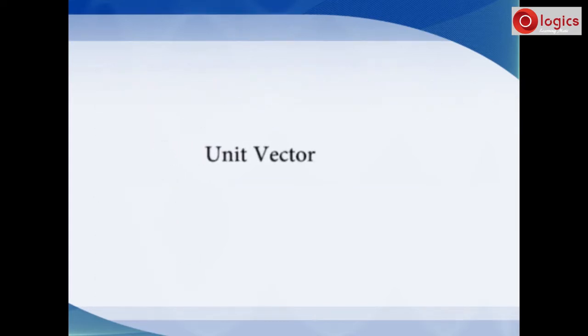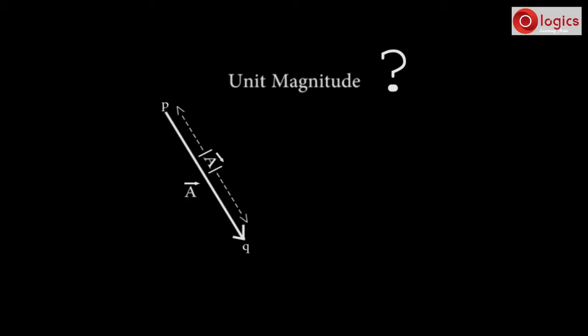Let us understand what is unit vector. A vector having unit magnitude is called unit vector. What is unit magnitude? Let us say this is vector A bar. If the magnitude is in meters, then the unit of the vector is meter. If the magnitude is force, let's say the unit is newtons, then the unit of magnitude is newton.